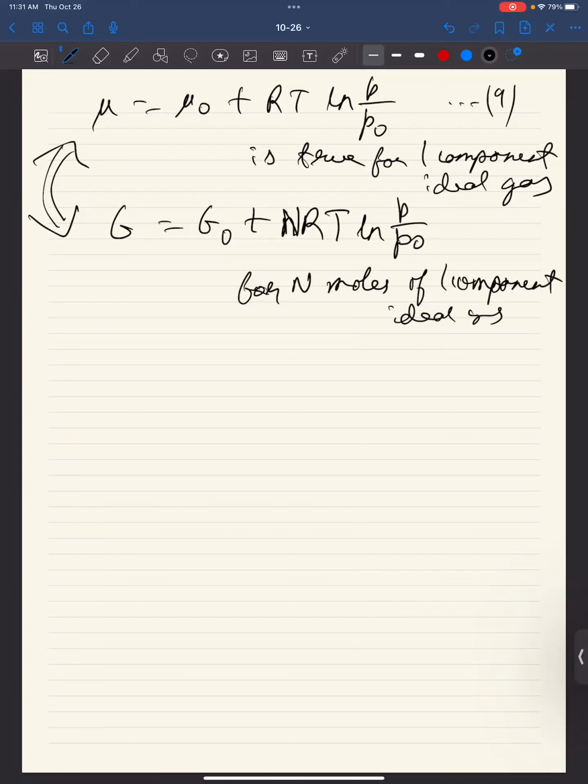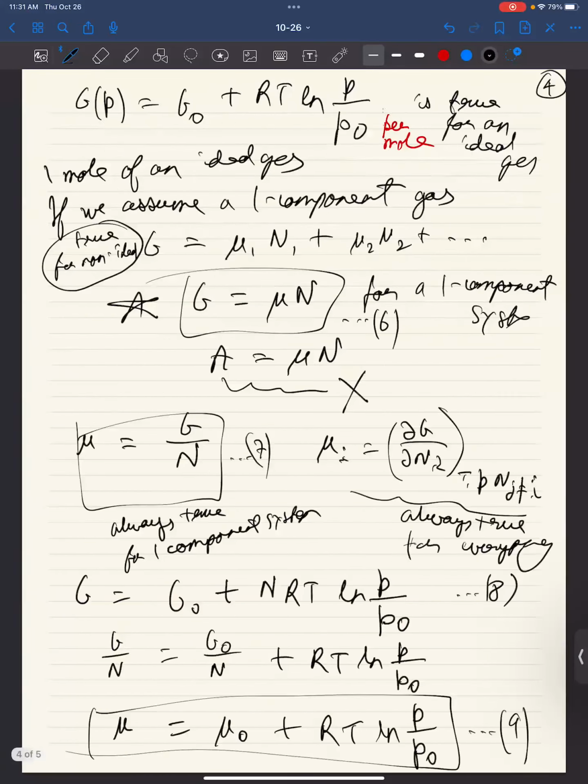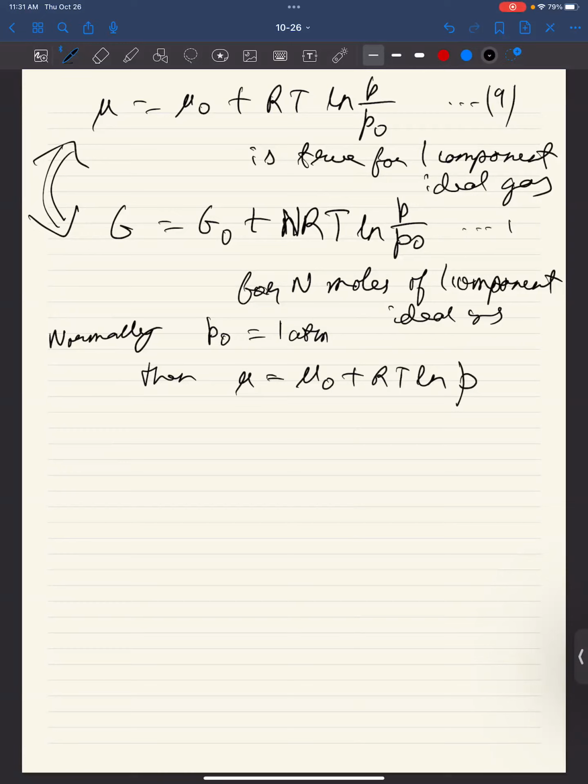Normally, what people do, most of the time you will see P naught does not even show up. People just set it as one atmosphere. If you set it as one atmosphere and you work in the units of atmosphere, then it's nice. That's why it's called normal temperature and pressure. So normally P naught is equal to one atmosphere. Then mu is equal to mu naught plus RT ln P. Okay. So before we get into what this curve that we drew will look like for an ideal chemical or an ideal material, let's look a bit more at equation number 9 and equation number 10, which are equivalent, just the number of components that have changed. So let's look at, which one should we look at?